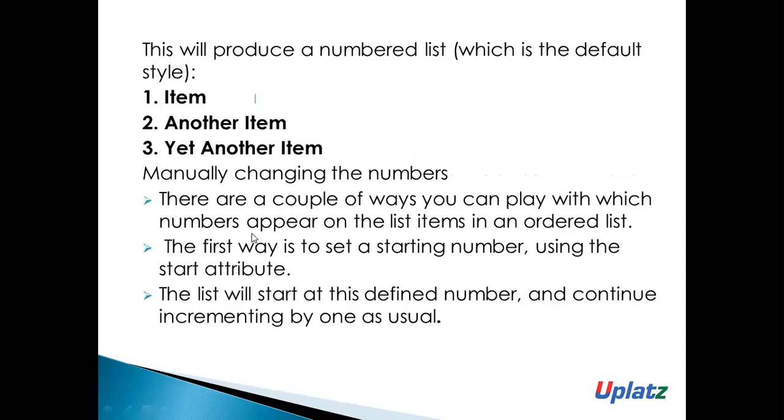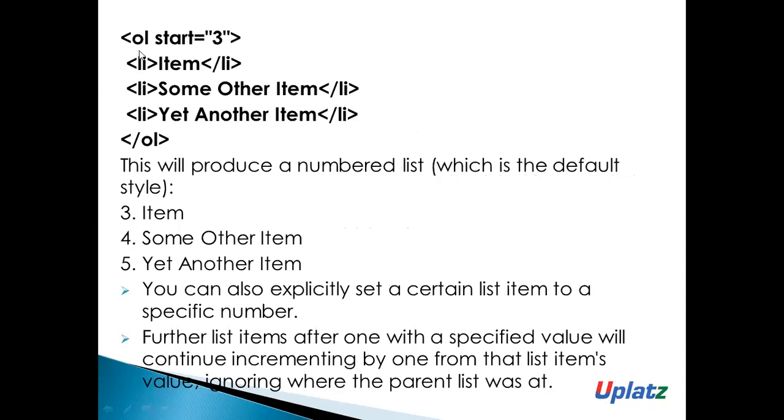So there are a couple of ways you can play with how the numbers appear on the list. The first way, you can set a starting number using the start attribute. So it will start with a defined number and continue incrementing one by one as usual. For example, OL start 3, item li tag, item, some other item, another item, close OL. So it will start with 3, 4 and 5. So this is how you can set your number in the ordered list with the help of a start attribute.